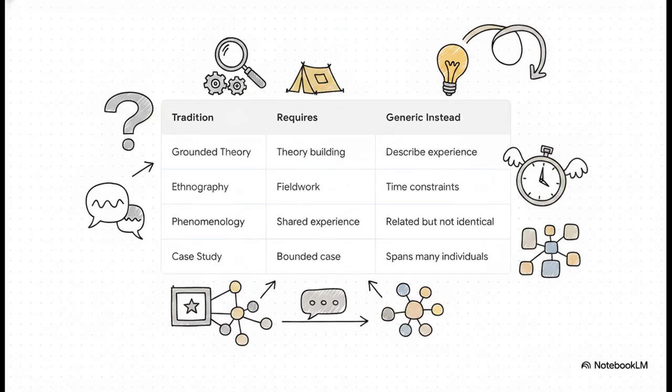Phenomenology demands a tightly shared single experience and very specific philosophical analytic methods, whereas generic is perfect when participants' experiences are related but not perfectly identical. And finally, case study looks at a single, clearly bounded case studied holistically. Generic research, on the other hand, is chosen when your question spans many individuals rather than just one bounded case. See, generic isn't a lesser version of all. It's the absolute perfect strategic choice for a specific type of descriptive goal.